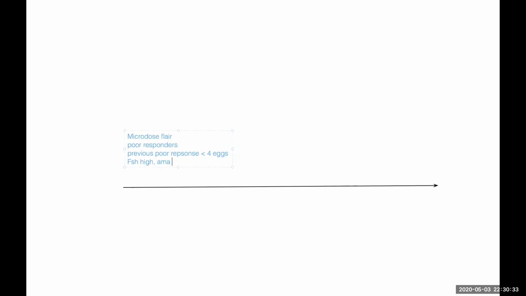When the short antagonist protocol came out, they did head to head studies and they found that the response is the same. That's why it fell out of favor. Okay, how do we do the microdose flare?